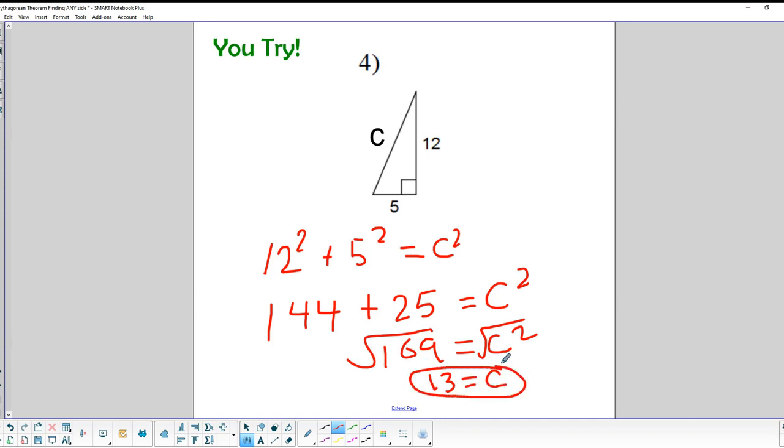All right, so we're going to practice doing some of these using the Pythagorean theorem with either A, B, or C missing, and you just have to remember what to do. Good luck.